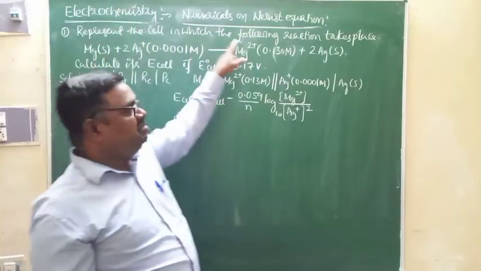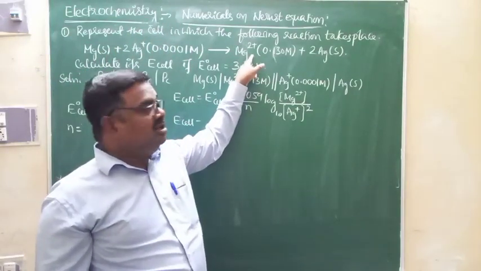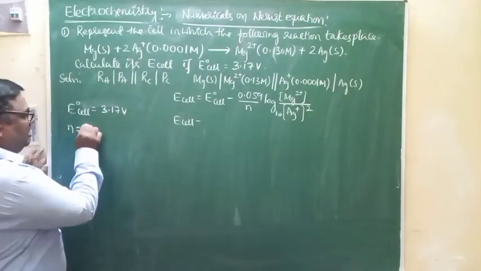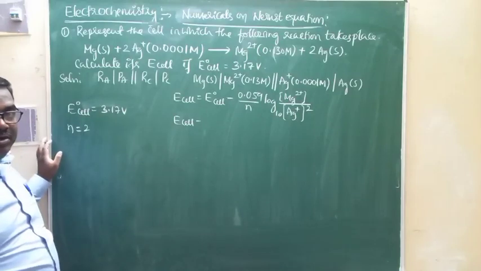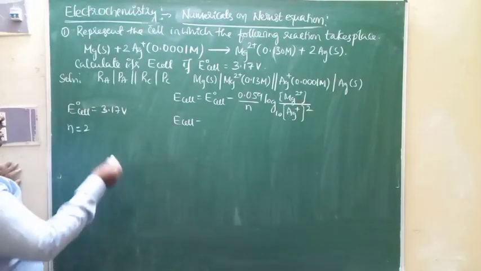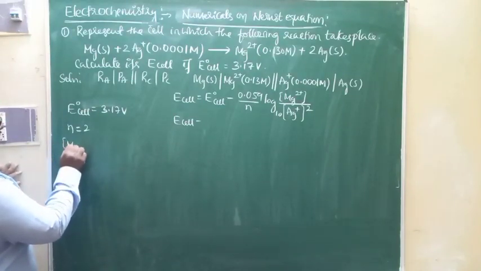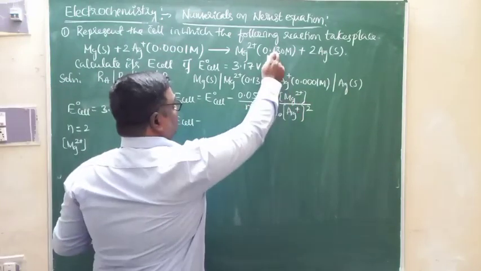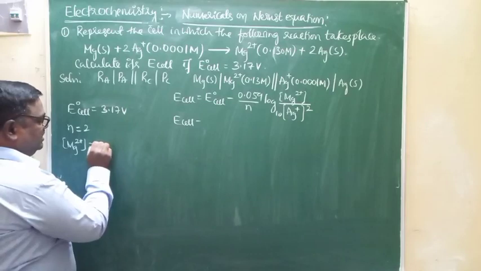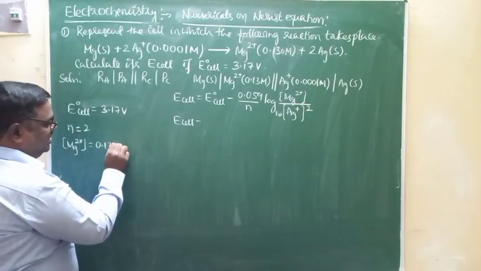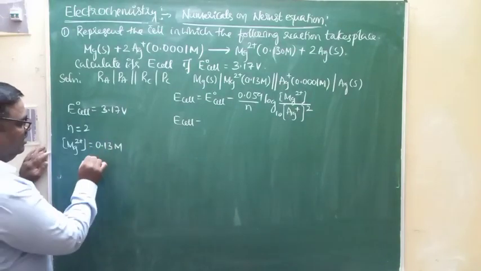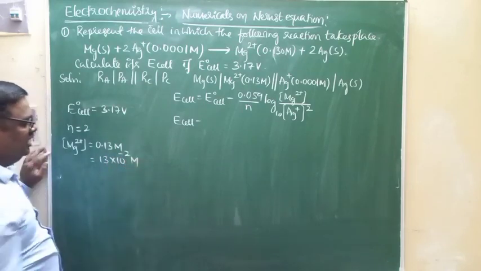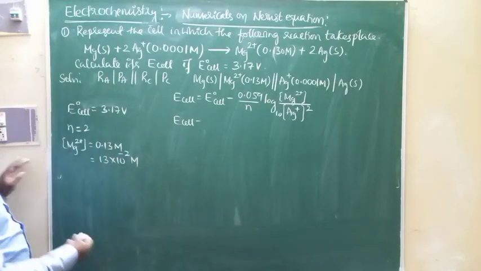Mg is converted to Mg2+ by losing 2 electrons. Those 2 electrons will be taken up by 2 Ag+. Therefore the number of electrons exchanged is equal to 2. So n is 2. Now we need the concentration of Mg2+, which is 0.13 molar. We can write it as 13 into 10 to the power of minus 2 molar for simplification purposes.